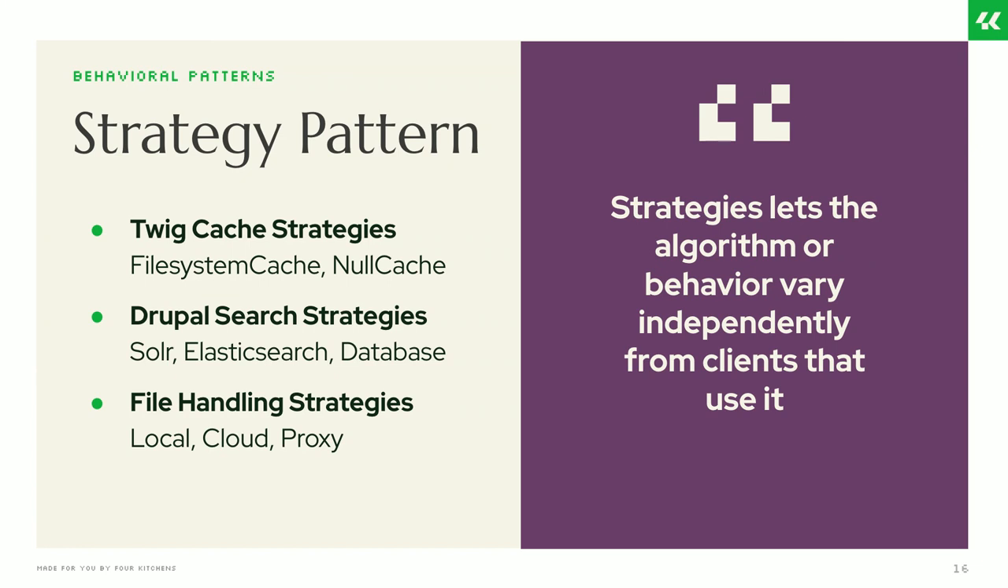And similarly with file handling. So being able to save, you know, sort of the native Drupal, I want my files to save to my files directory, or I want them to save to an AWS bucket, or I would like them to save through some sort of a proxy. I don't even know where the files are. There's some sort of an API that's going to deal with that for me. Maybe they're going through Cloudinary or something like that. So these are great examples if you want to see how this sort of variance and encapsulation work in a strategy.